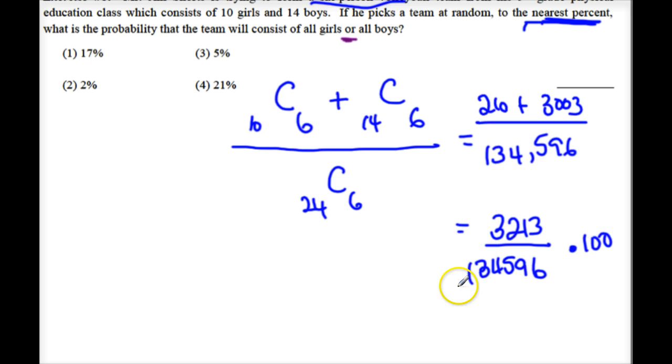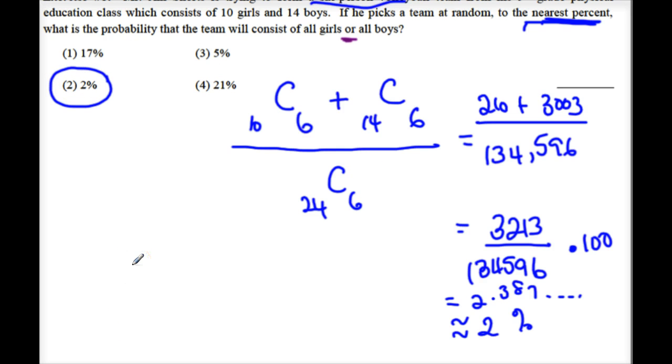So this is actually going to be approximately 2%. It actually works out to be 2.387, and it keeps going. So to the nearest percent will be 2%, which is choice number 2.